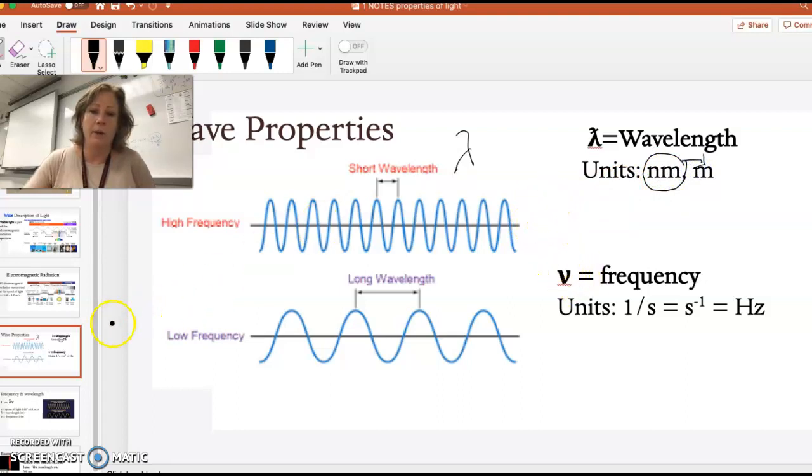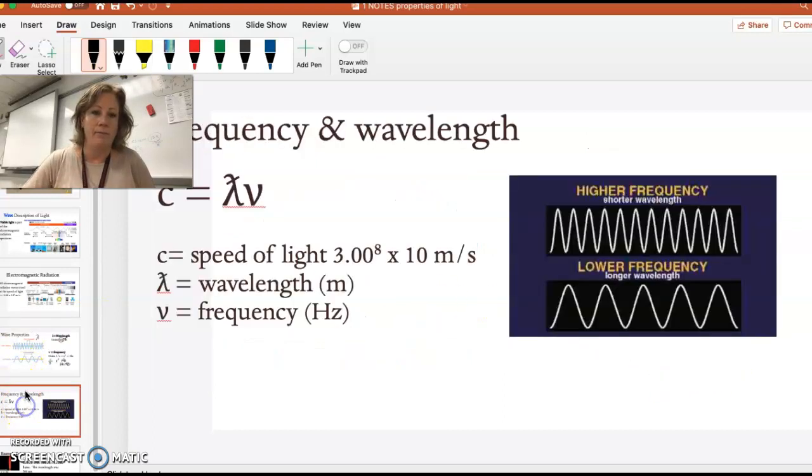Frequency is how many waves pass per second. So the unit is waves per second, which is also the same as inverse second, and that's also known as a hertz, spelled H-E-R-T-Z. You can see in the diagram that as the frequency goes up, the wavelength goes down. So those are inversely proportional to one another.